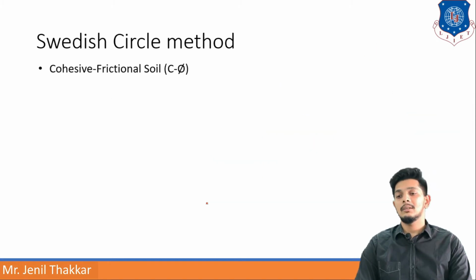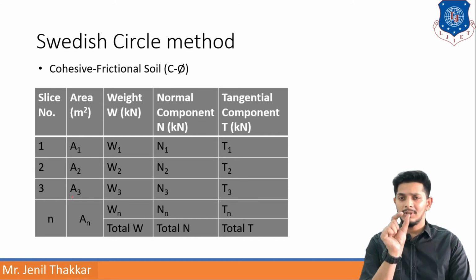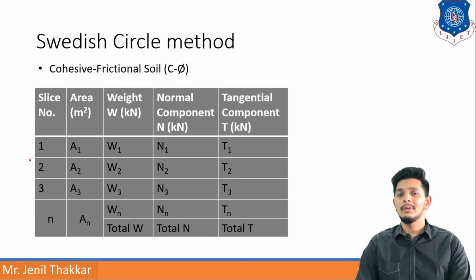Now, what about sigma N, sigma T, etc.? For that, we can make a table like this: slice number 1, 2, 3 up to n, areas A1, A2, A3 up to An, because every strip will have a different area. Weight W1 to Wn, normal components N1 to Nn, and T1 to Tn. Now, summation of the W's will give sigma W, total N will give sigma N, and total T will give sigma T. So that is how we can calculate the Swedish circle method for c-phi soil also.